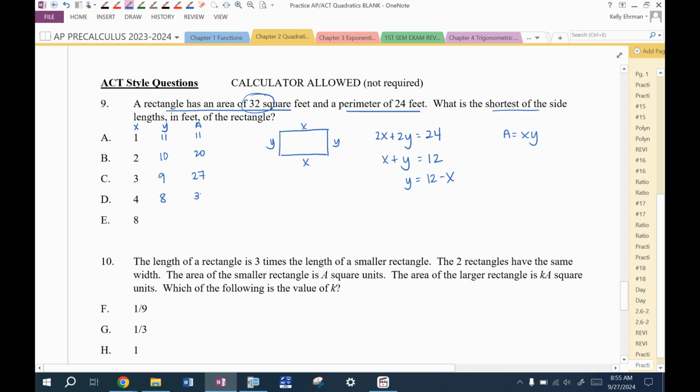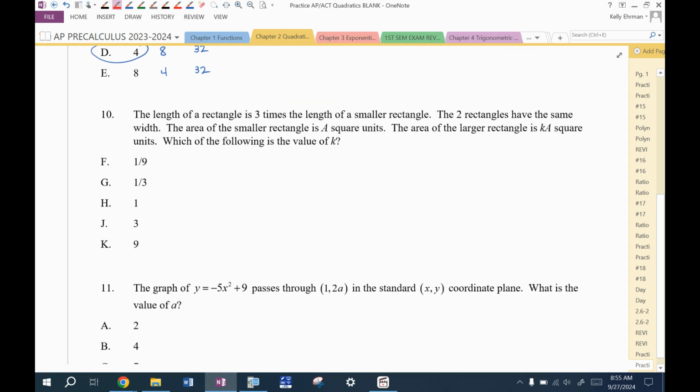So here's an area of 32. And we want the shortest side length that'll give us that area. So if we go the other way around, if x is 8, then y is 4. I still get 32, but I want the shortest side length. So D has to be the answer.